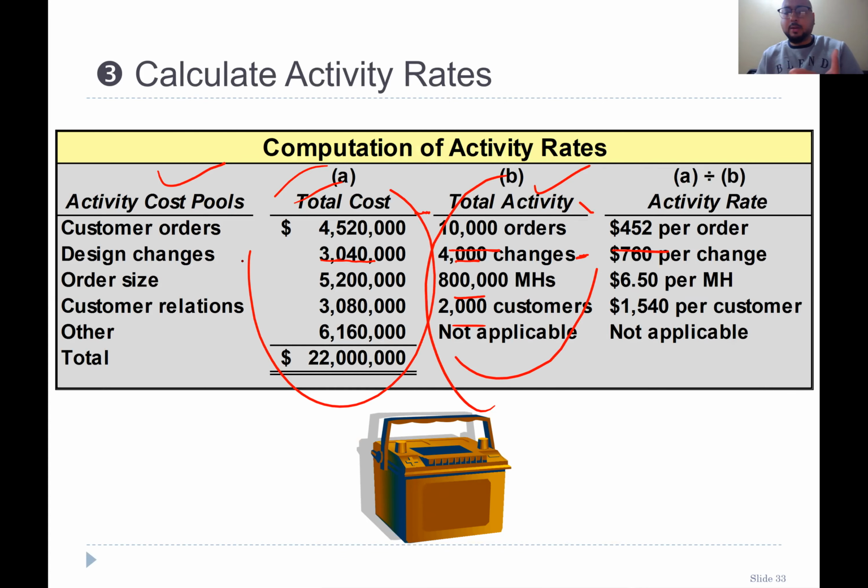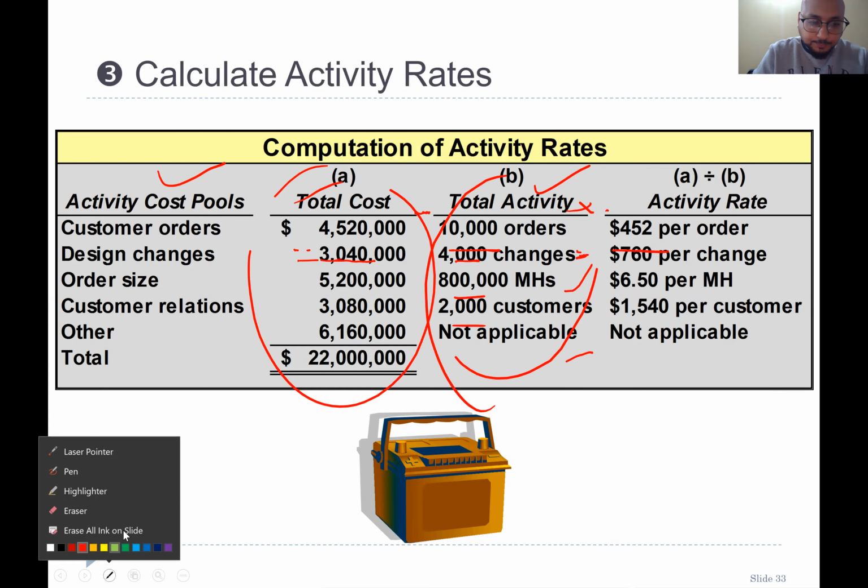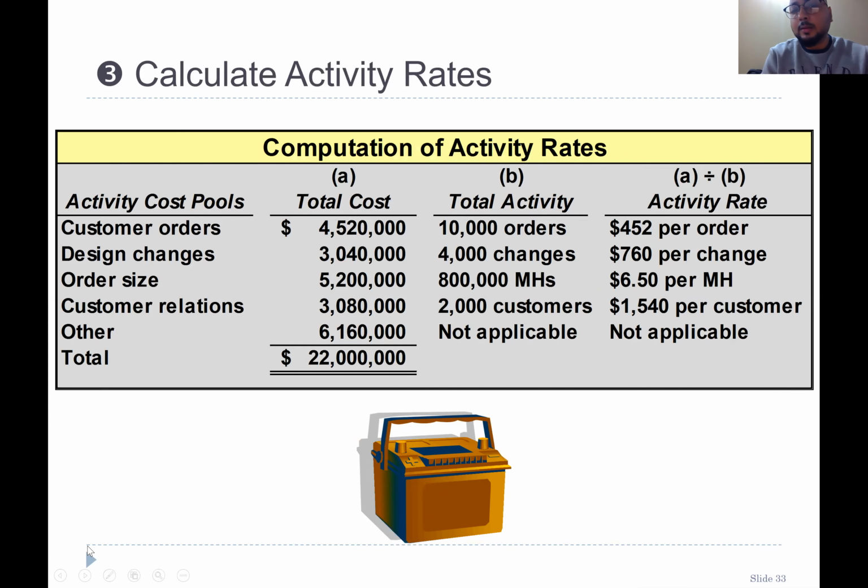All you need to do is find out the first stage allocation and then divide the cost pool by its respective activity measures. So you see here, 5.2 million divided by 80,000 machine hours. So the per machine hour rate is 6.50.